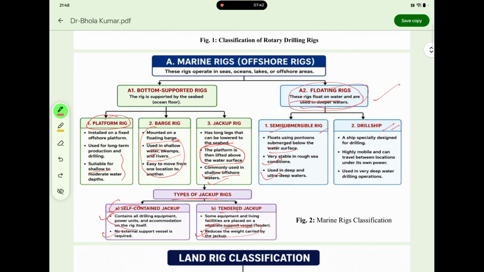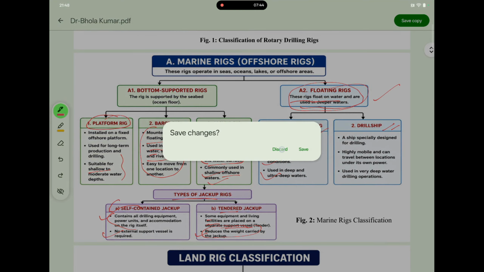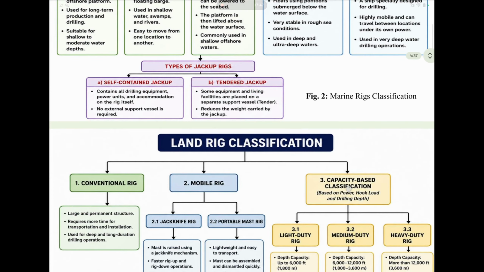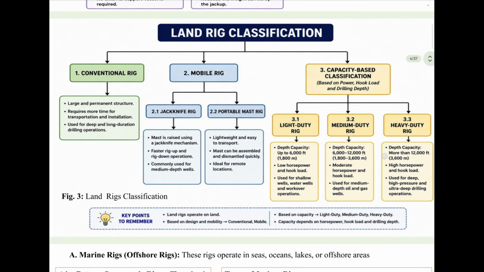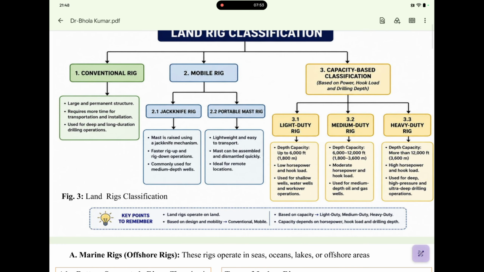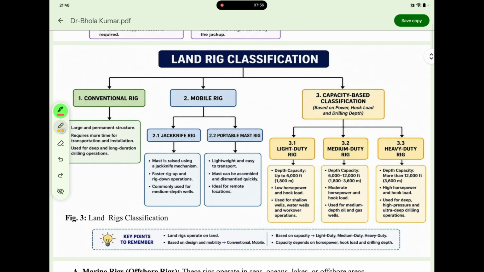Now let's go to another slide so that we can understand this in more detail. Now coming to the land rig, right? This is the objective of our course. We have to focus on these land types of rigs. These rigs are classified into three types mainly: the first is the conventional rig, the second is the mobile rig, and the other classification is based on capacity. I will discuss this one by one, so don't worry, because this is our agenda for this drilling engineering technology.